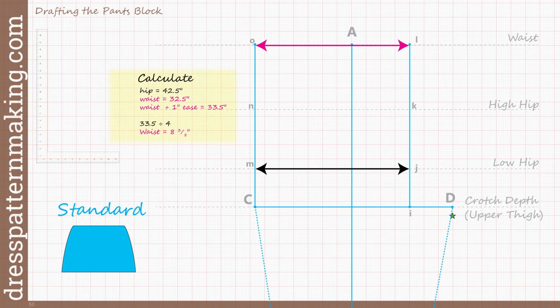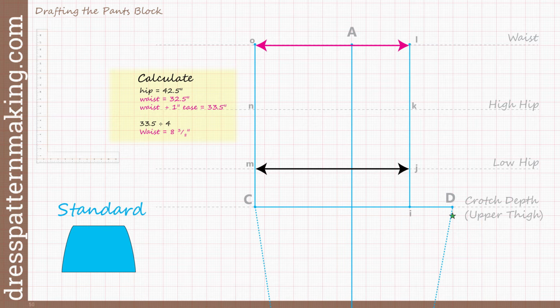Okay, so we need to do some calculations to work out how much excess we have in the waist, so we can do our waist shaping, and the calculations need to be done by everyone. Remember that the width of the foundation from M to J is our hip measurement. It's shown by the black arrow. Currently, the waist from O to L is the same as the hip measurement. So the hip measurement for this block is 42.5 inches.